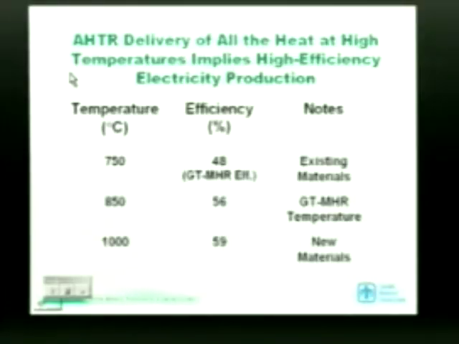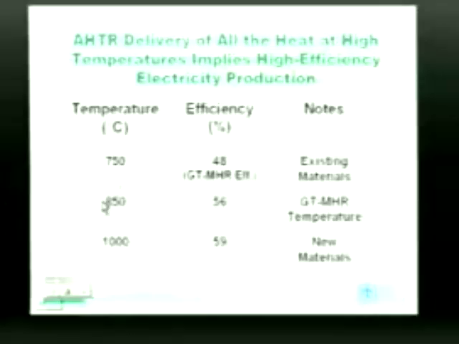The AHTGR, an advanced high-temperature reactor, delivers all of the heat at high temperatures. That implies high electric conversion efficiency. Let's assume our exit temperature is 750 degrees C for molten salt. For this cycle, our thermal efficiency will be 48%. Important point, why I keep mentioning 750, is this is the temperature where we have existing materials that we could build this reactor out of. I'd like to operate it hotter, but I'd have to develop new materials.